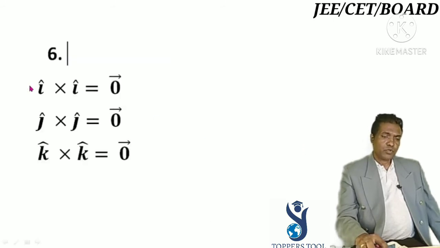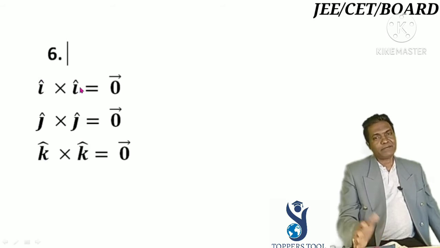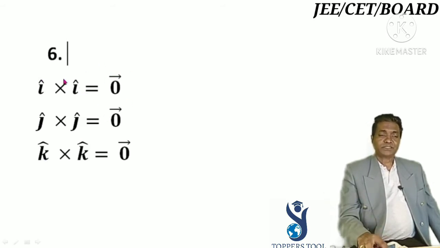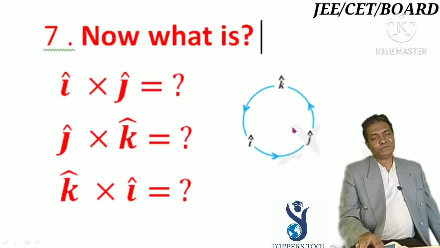Further, note that I cross I. As I mentioned, A cross A is 0. So similarly, I cross I, j cross j, k cross k, these are the unit vectors. The angle between I cap and I cap is 0. So its cross product is 0. You have to remember this. Whereas in the case of dot product, I dot I is 1, j dot j is 1, k dot k is 1. But in the case of cross product, it is a 0 vector. Again, to be noted, because in all these cases, theta is 0.